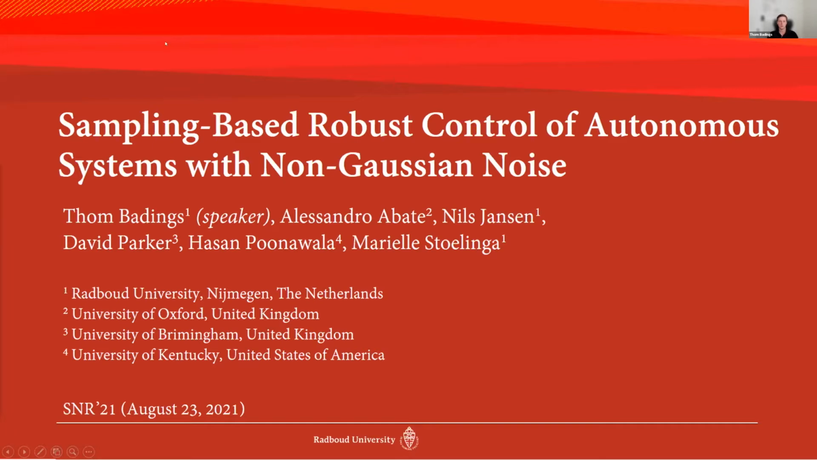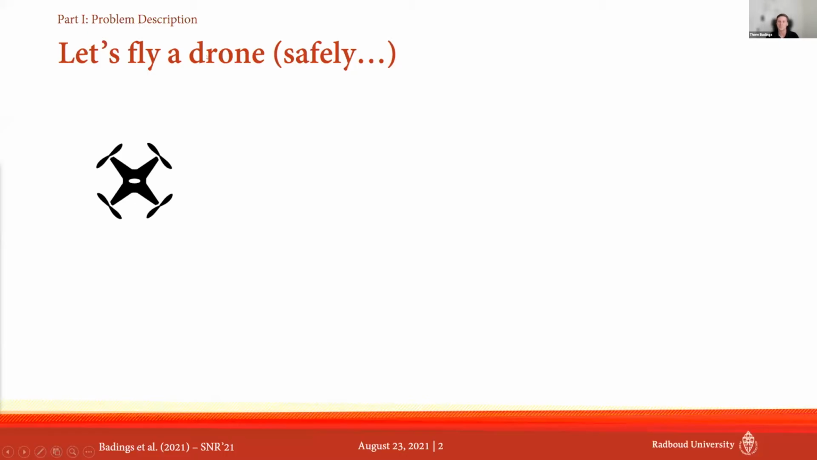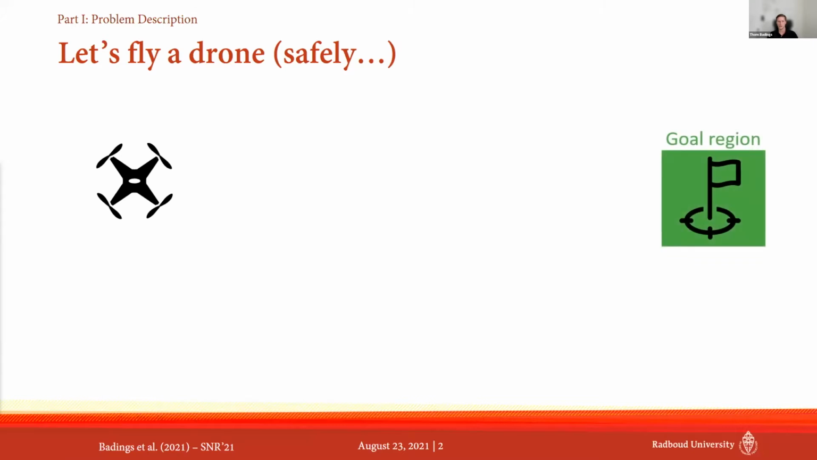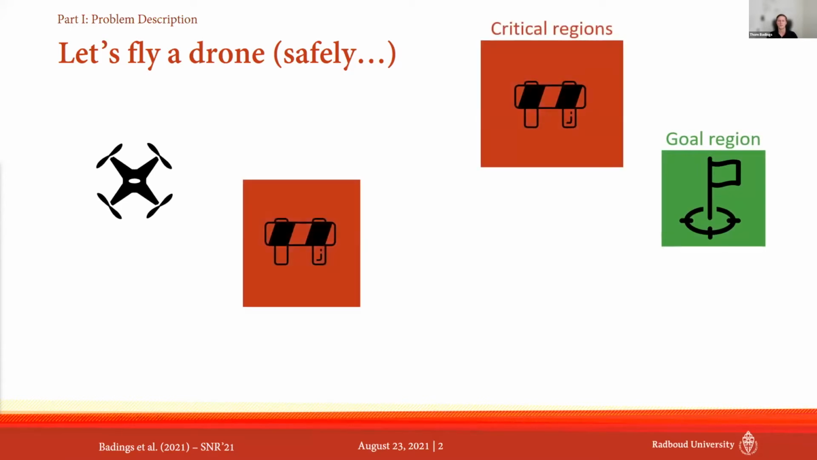So I will start the presentation with an intuitive introduction of the kind of problems that we're trying to solve in this work. So consider that we want to fly a UAV or a drone, and we want to do that safely. So obviously that means we want to fly from some point A to some point B, which is the goal region. And at the same time, we want to avoid hitting any obstacles or critical regions. On top of that, we consider a finite time horizon within which we want to arrive at our goal.